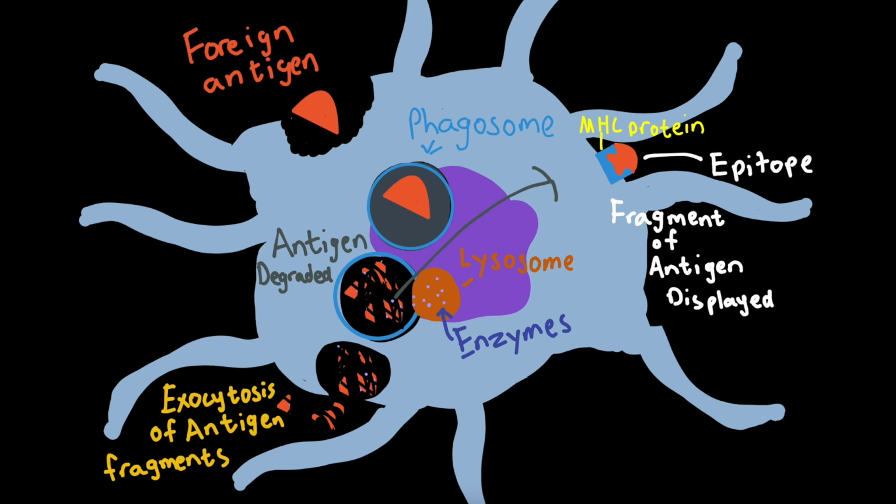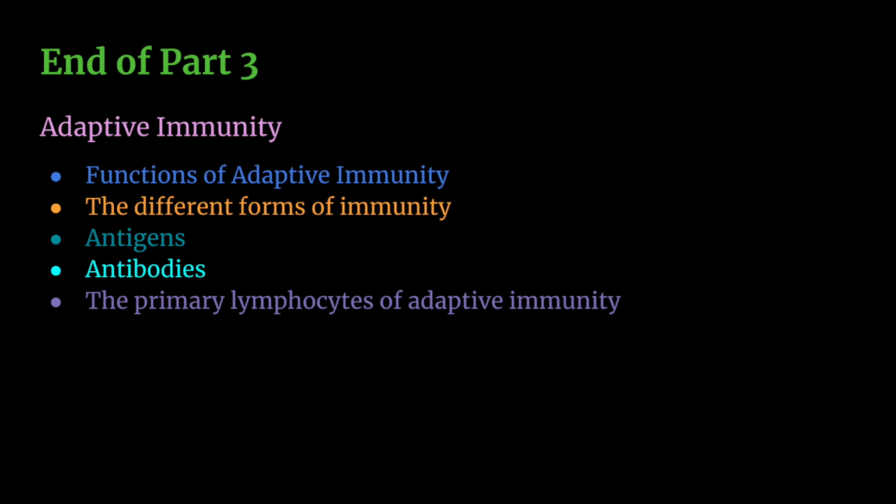and recognize. Alright, and unfortunately that wraps up part 3 of our lymphatic and immune system unit, in which we had an introduction to adaptive immunity. In this introduction, we discussed the functions of adaptive immunity, the different forms of immunity, antigens and antibodies, and the primary lymphocytes of adaptive immunity.